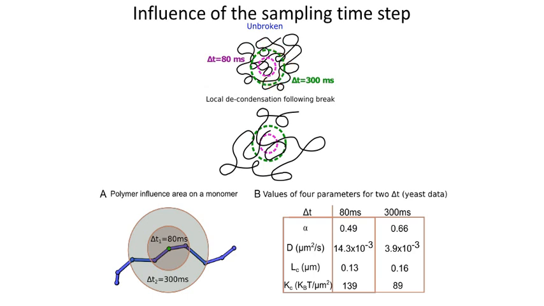And this effect can be seen when looking at the distribution of the different parameters, such as alpha, D, L, C, and Kc. And here we summarized, in the case of yeast, for different delta t of 80 and 300 milliseconds, what are the changes that actually occur by changing this time step delta t. So we discussed specifically this part in the review, and this allows to understand that by changing delta t, this parameter can vary.